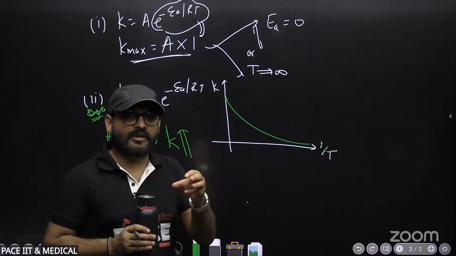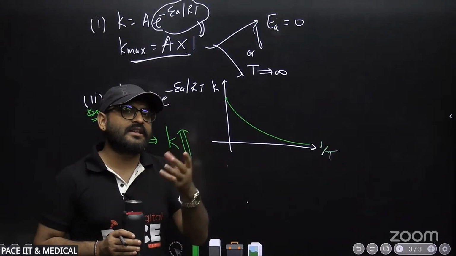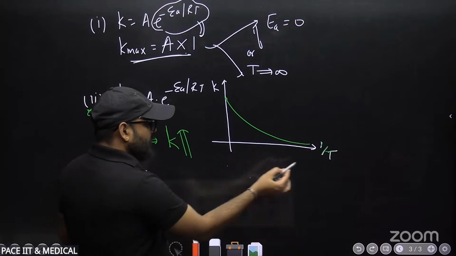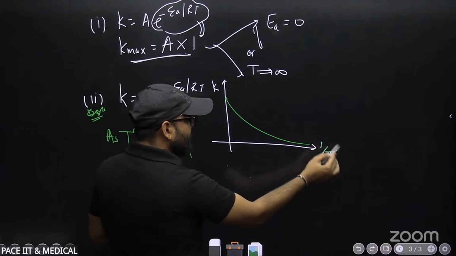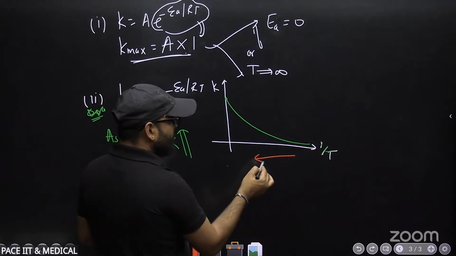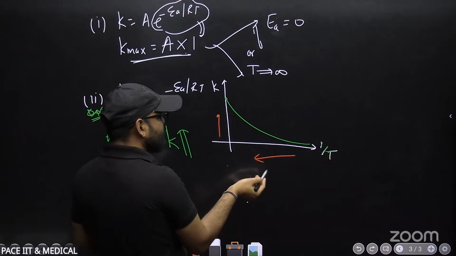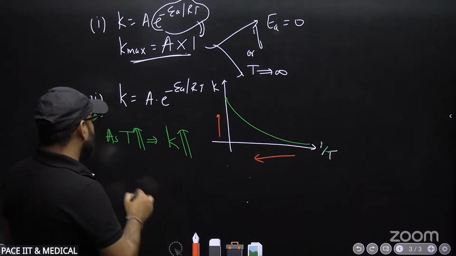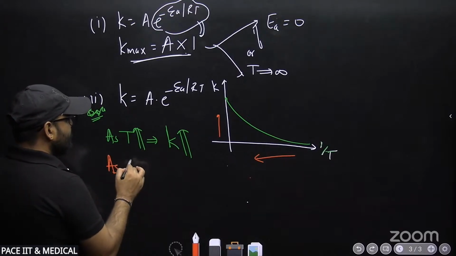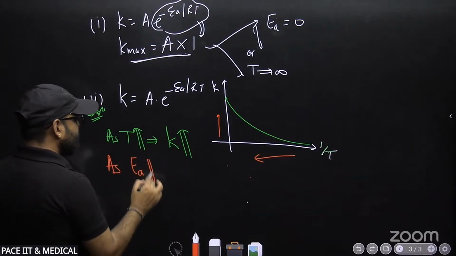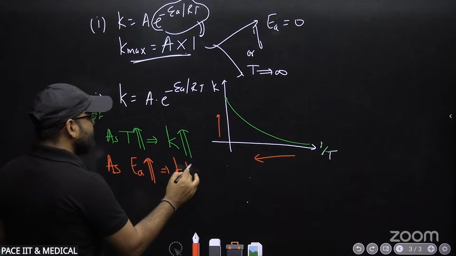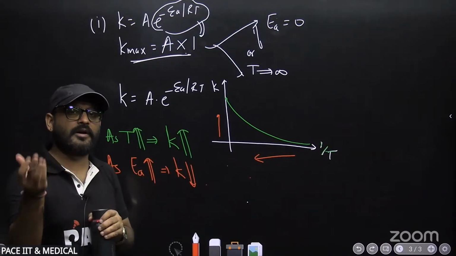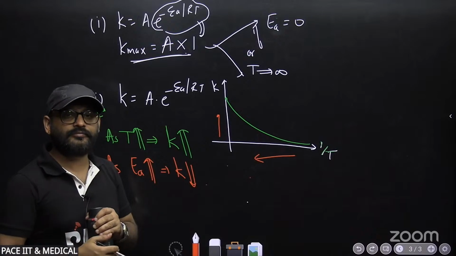As temperature will increase, then e to the power minus EA by RT will increase. How? If I increase the temperature, then 1 by T will decrease. If 1 by T is decreasing, then this graph is getting higher and higher. And second, as EA increases, then K will decrease, irrespective of type of reaction, forward, backward, endo, exo.